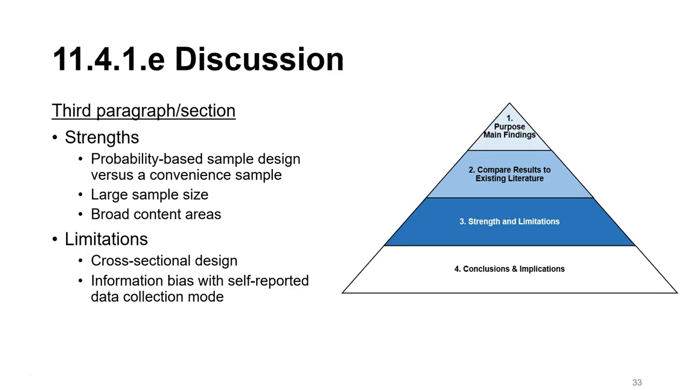So you have many questions that are asked usually in these national surveys that you can use to adjust for in your analyses if they're not your main exposure and outcome. Then some limitations include a cross-sectional design. Not all studies are cross-sectional, but many are when they're using a national health survey. And information bias with the self-reported data collection mode.